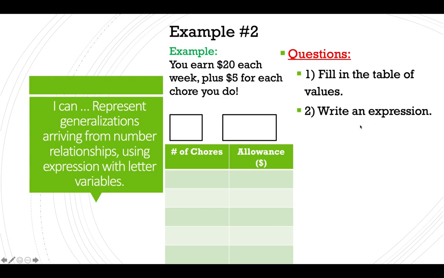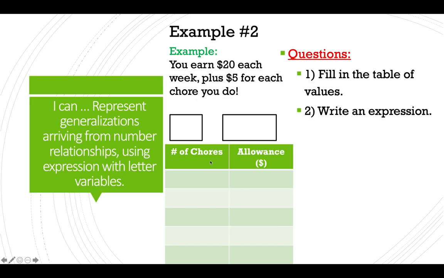Kind of like you're putting on a school show. All the behind the scenes work is all of the problem solving you're doing to get that final expression or that final answer. Okie dokie. So you earn $20 each week plus $5 for each chore that you do. Okay. So I've already filled in the table, the headings, but hopefully this makes sense.